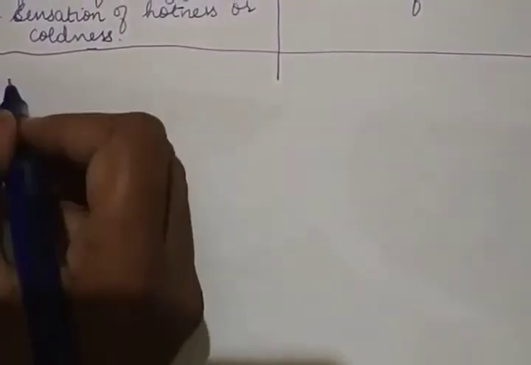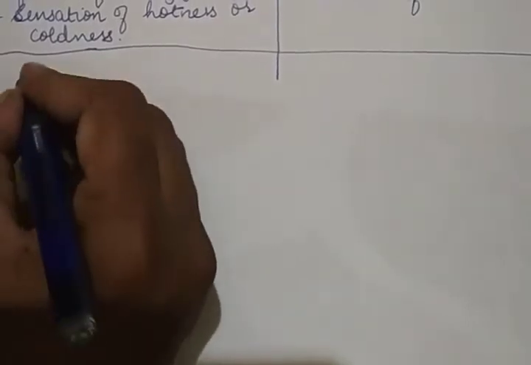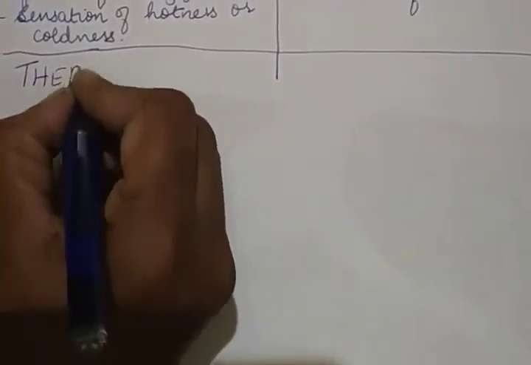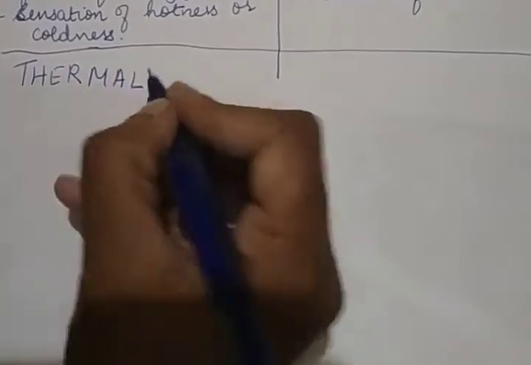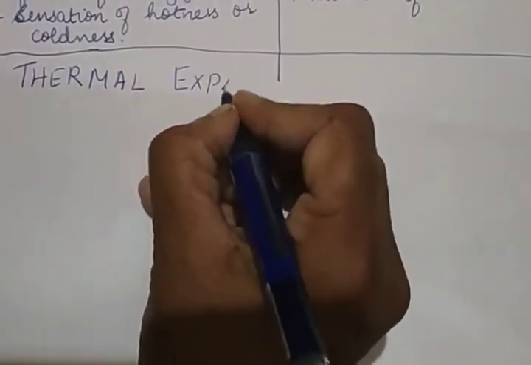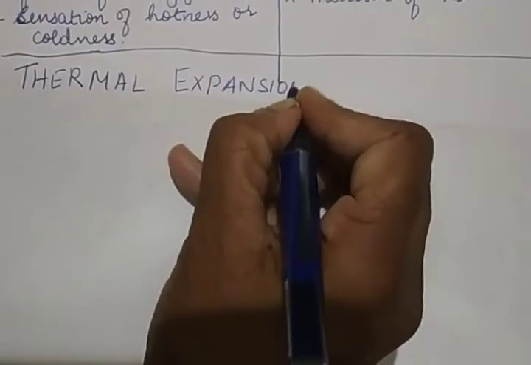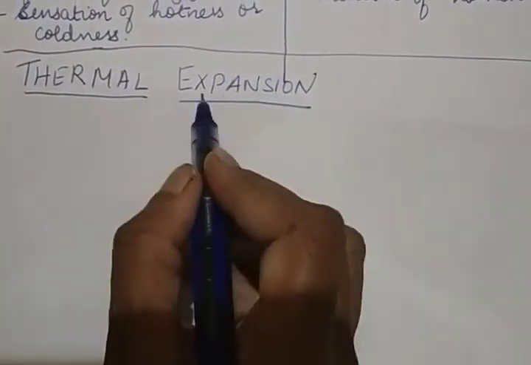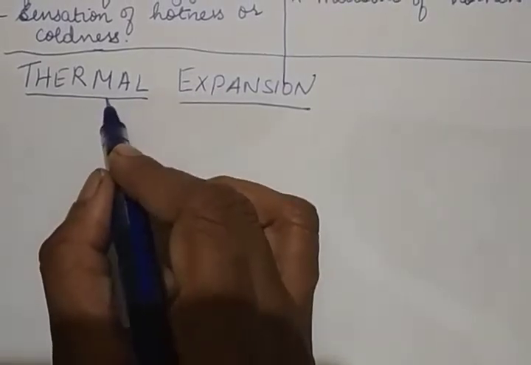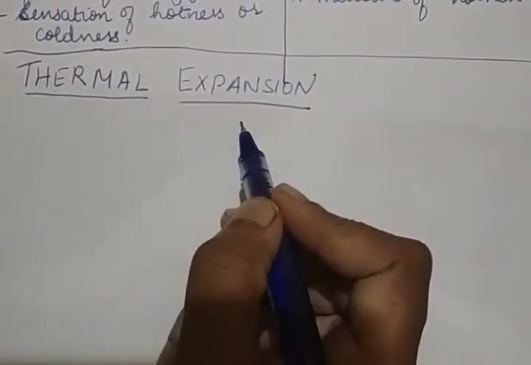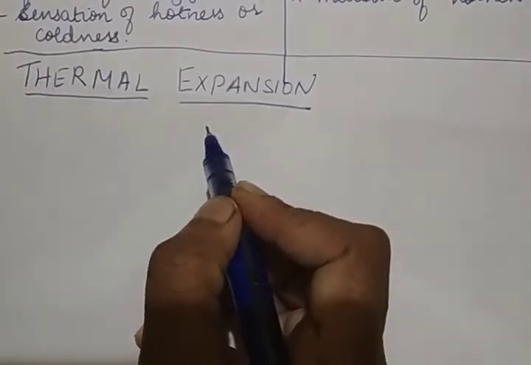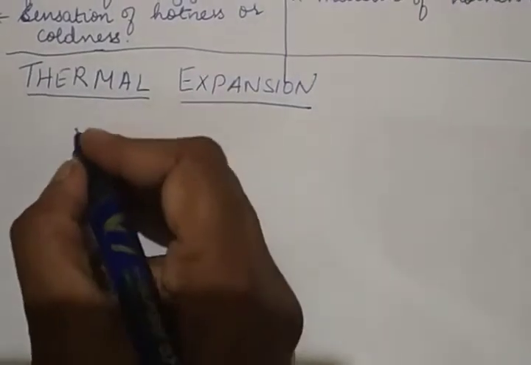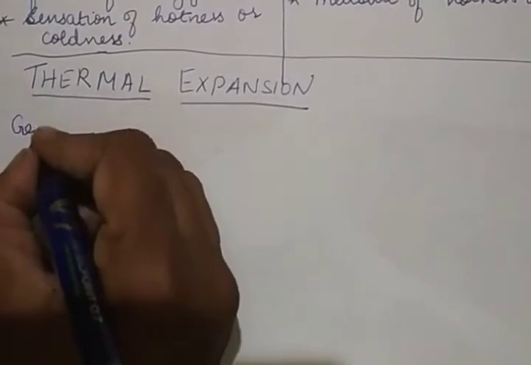Next, we are going to start thermal expansion. On the next page, there is a topic called thermal expansion. Now, as the name indicates, thermal means heat, and expansion, you know that. So expansion due to heating a body is called thermal expansion. This you have studied last year itself. Now, generally, what is the general behavior? Generally, what happens?